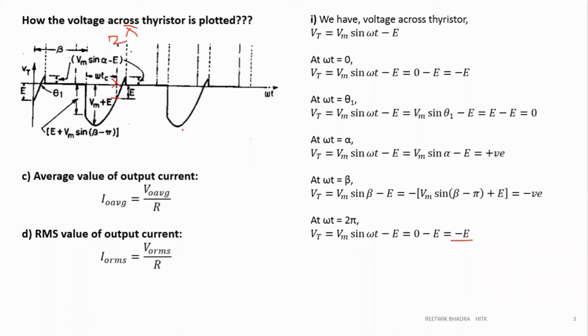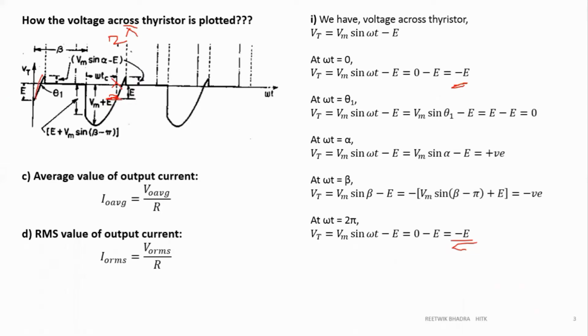Now, you relate it. What is 2 pi? It is nothing but 0. 360 degrees comes to the same point as 0. What was happening at 0? Minus E. So it has reached minus E. Then you can complete the cycle after this. It will follow up to this one.